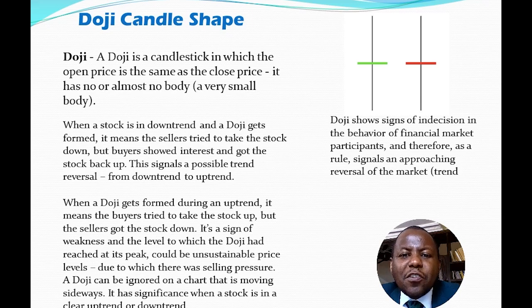So when a stock is in a downtrend and a doji gets formed, it means that the sellers tried to take the stock down, but the buyers showed interest and got the stock back up. This signals a possible trend reversal from a downtrend to uptrend.